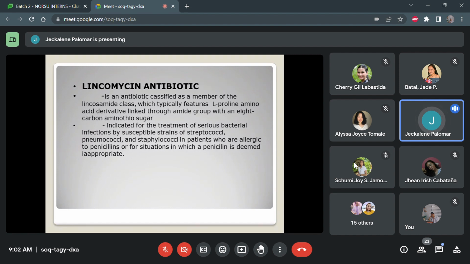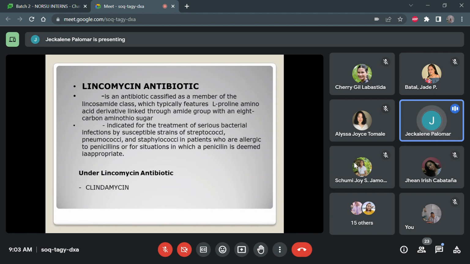It is a bacteriostatic antibiotic. It is an antibiotic classified as a member of the lincosamide class, which typically features an L-proline amino acid derivative linked through an amide group with an 8-carbon amino sugar. It is indicated for the treatment of serious bacterial infections by susceptible strains of streptococci, pneumococci, and staphylococci in patients who are allergic to penicillins, or for situations in which penicillin is deemed inappropriate.